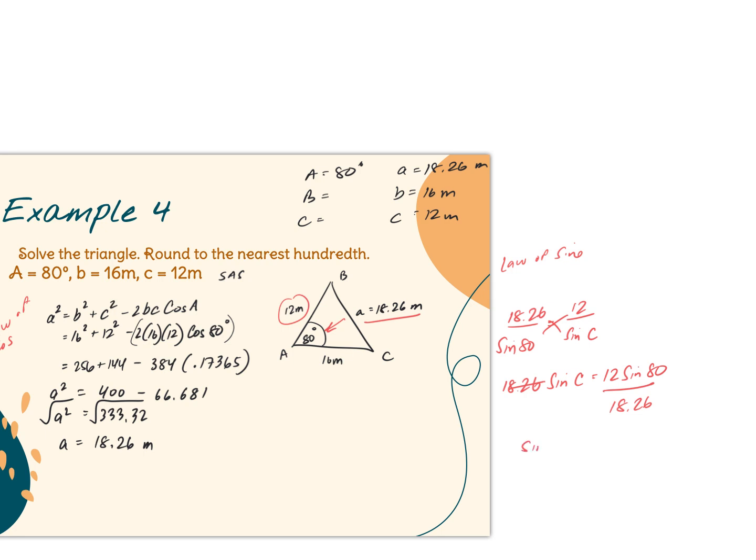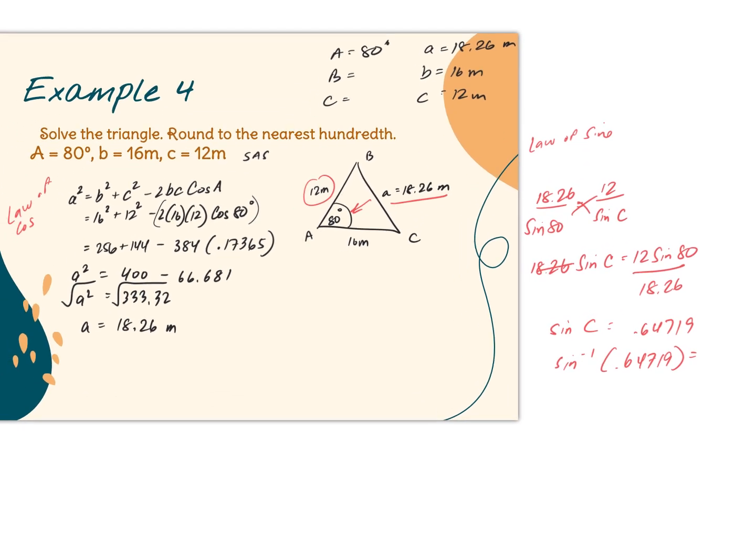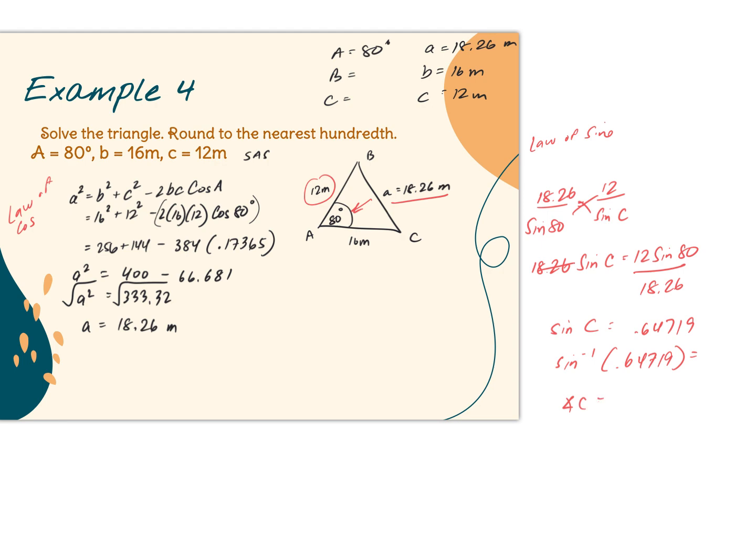You're going to get a number of 0.64719, and then you're going to do the inverse of that, okay? And again, you know your answer's acute, so you only need the one value. So you're going to do the inverse of 0.64719. That's going to give you the angle in quadrant 1, which is all you need. So angle C is equal to 40.33.